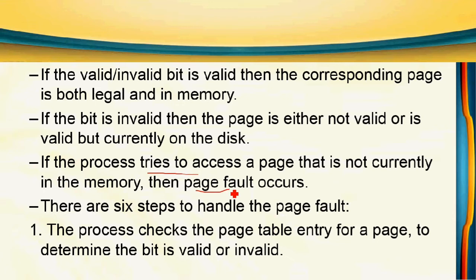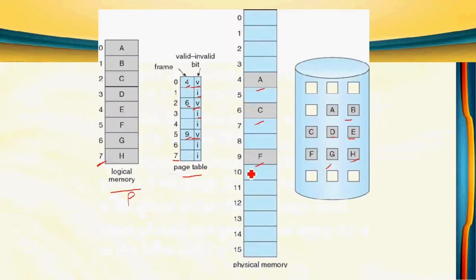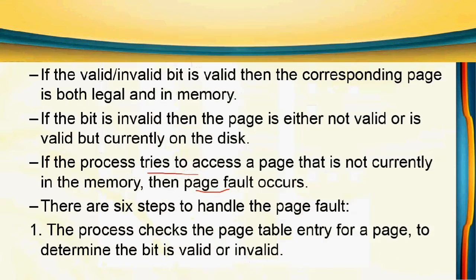If there is a page fault, what do we have to do? Suppose I want to access B. Here it is invalid, so B is not in the main memory, it is actually in secondary storage. So what we have to do is bring the page into main memory. So here we put B, and for the corresponding frame number 3, we update frame number 3 here. This we change to valid.